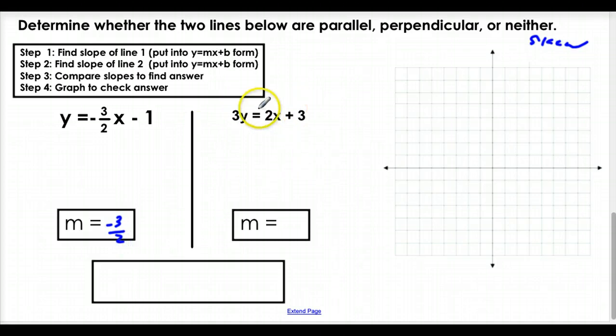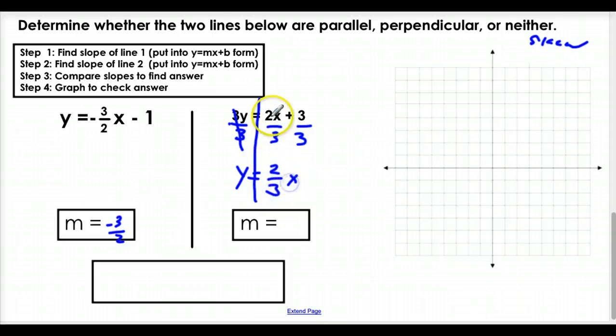Now I look at the second one, and it's not already in y equals mx plus b form because there's this 3 in front of the y. So we're going to have to, once again, draw the line down and divide everything out. So divide by 3, divide by 3, and divide by 3. When we do that, we get y equals 2/3 x. 2 divided by 3 is just 2/3, plus 3 divided by 3 is 1. Let's identify the slope now. Our slope is just what's in front of x, so that's the 2/3.